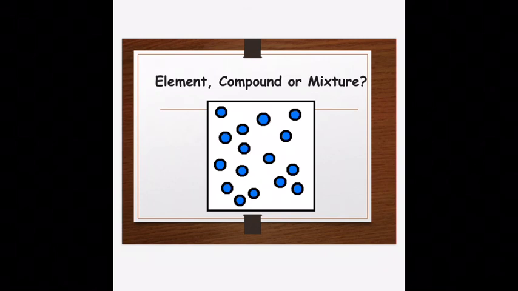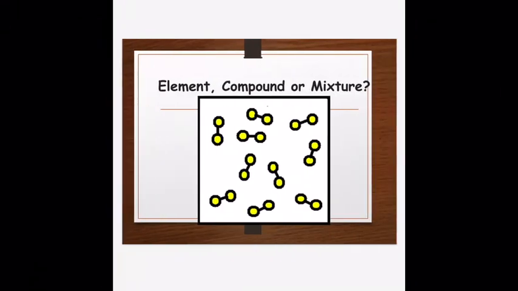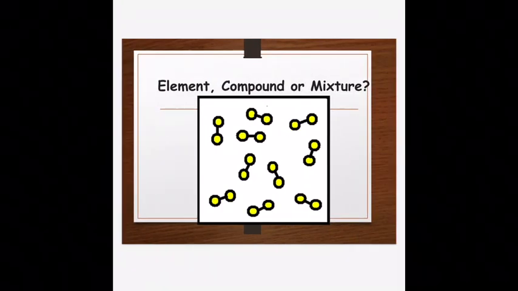All of these are roughly the same size, the same color. This is just a straight up element. Okay, I have two different compounds here. That is a mixture of compounds. Now, this is a tricky one. Be careful with this one. These are the same color, the same size, and they are bonded together. This is an element. Specifically, this is a diatomic element.